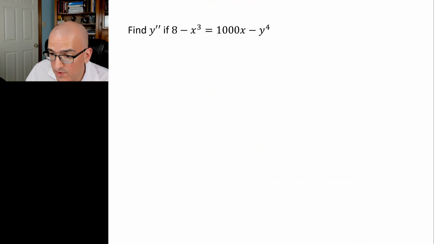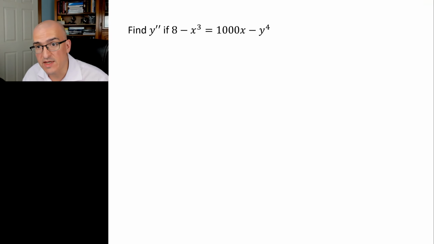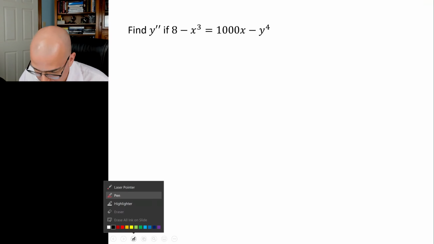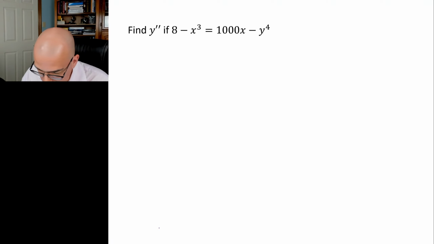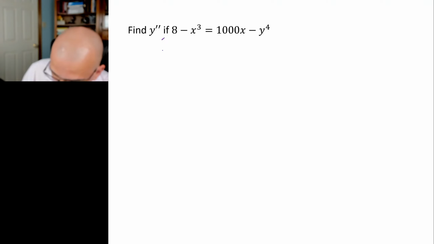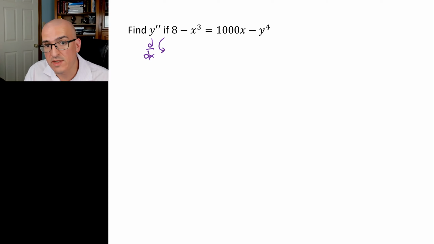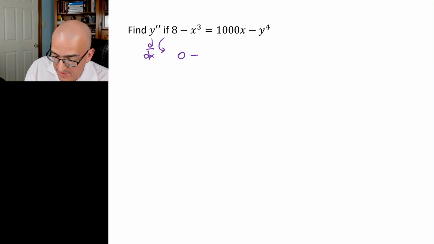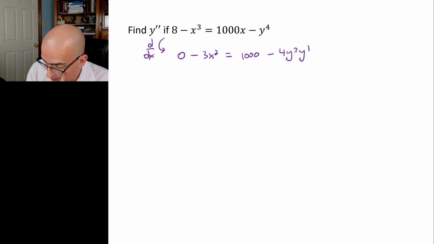All right, and then the last question, find y double prime in this case. So we'll take the derivative the first time, treating y as a function, x is the variable, taking the derivative with respect to x. Derivative of 8 is 0. Derivative of x to the 3 is 3x squared. Derivative of 1000x is 1000. Derivative of y to the 4 is 4y to the 3 times y prime.